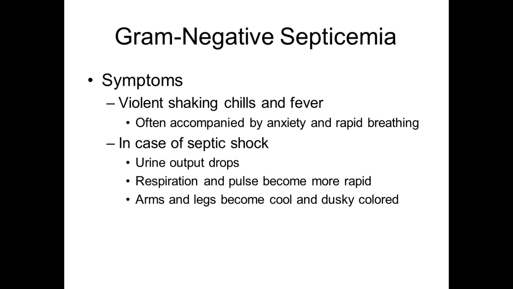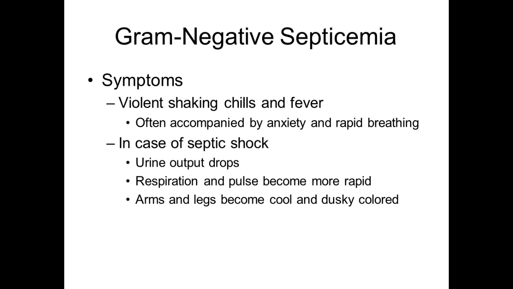So individuals will have violent shaking, chills, and fever, often accompanied by anxiety and rapid breathing. They could also go into what's referred to as septic shock. This is when it's widespread infection. Urine output is going to drop. Respiration and pulse become more rapid. Arms and legs become cold and dusky colored.